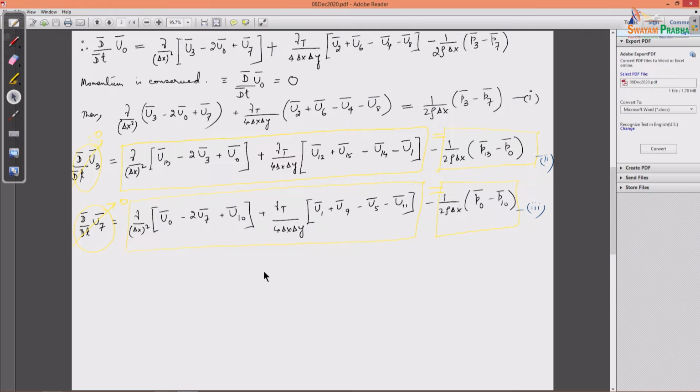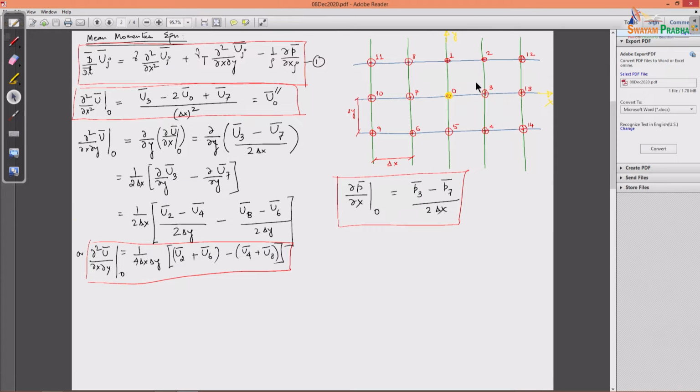Then we wrote that momentum is conserved, therefore the left hand side goes to 0. We come up with an equation which looks like this. On the left hand side we have all the unknowns, which are the velocity means, and on the right hand side we have the pressure means. The first equation was at location 0. The second one we wrote out at positions 3 and 7, the same equation at location 3 and location 7. We did that.